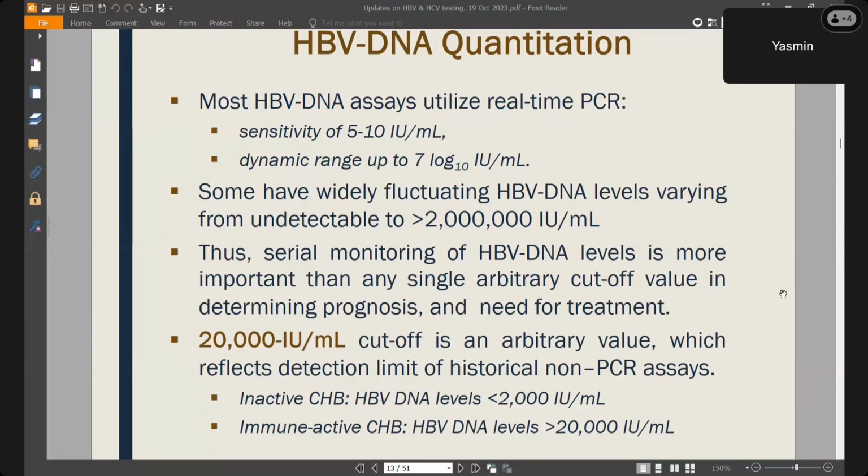So you need to be well aware that when you have requests coming in on a regular basis, there's a good reason why they do that. Maybe it's because the patient's HBV DNA level has been going all wonky, so they need serial monitoring.